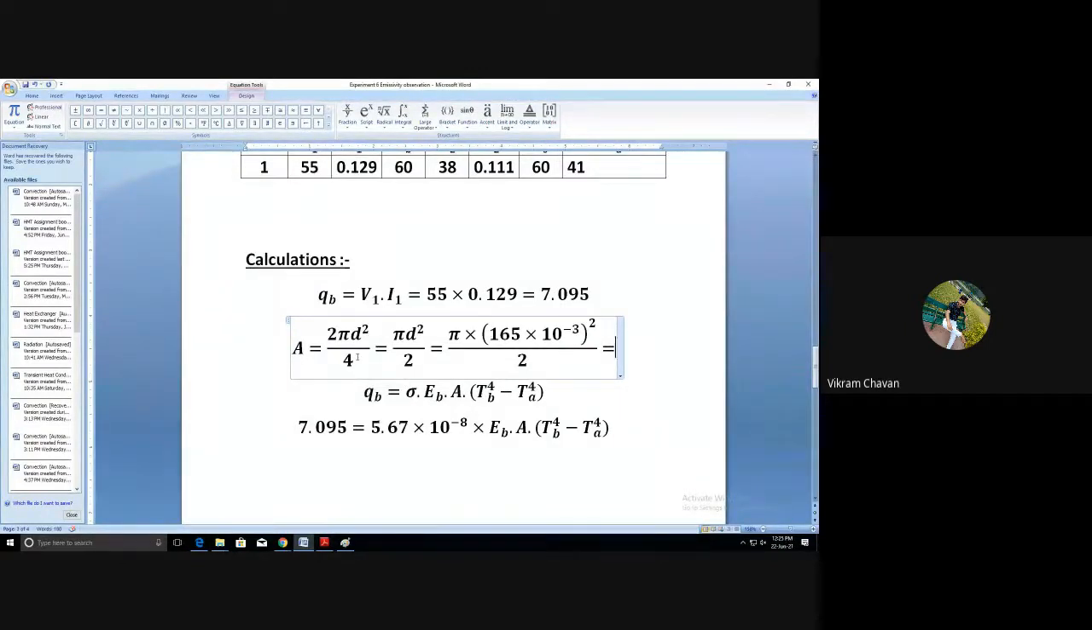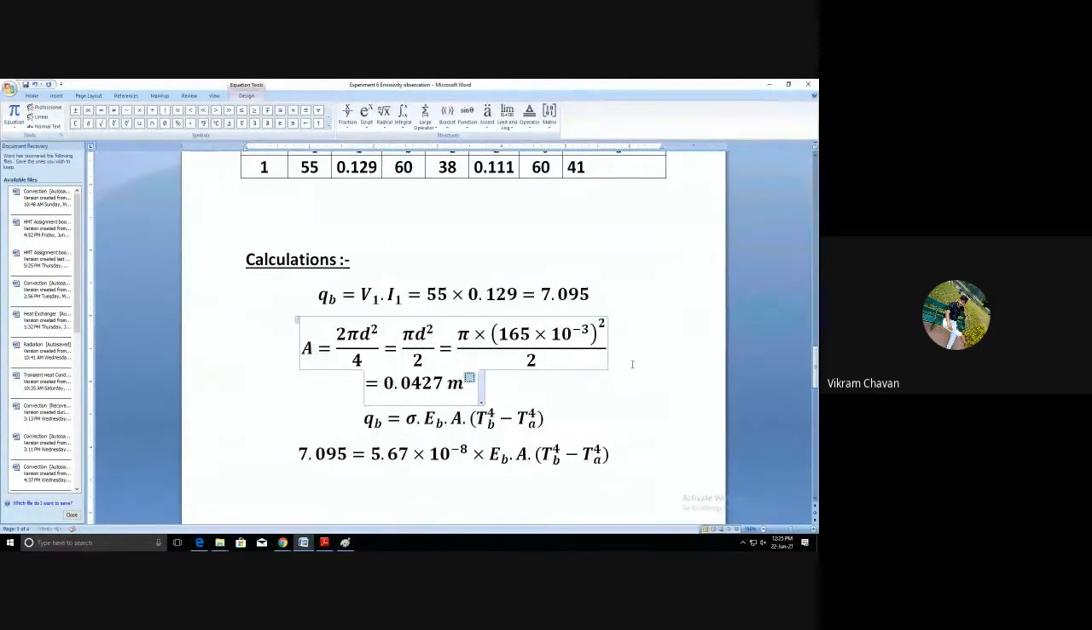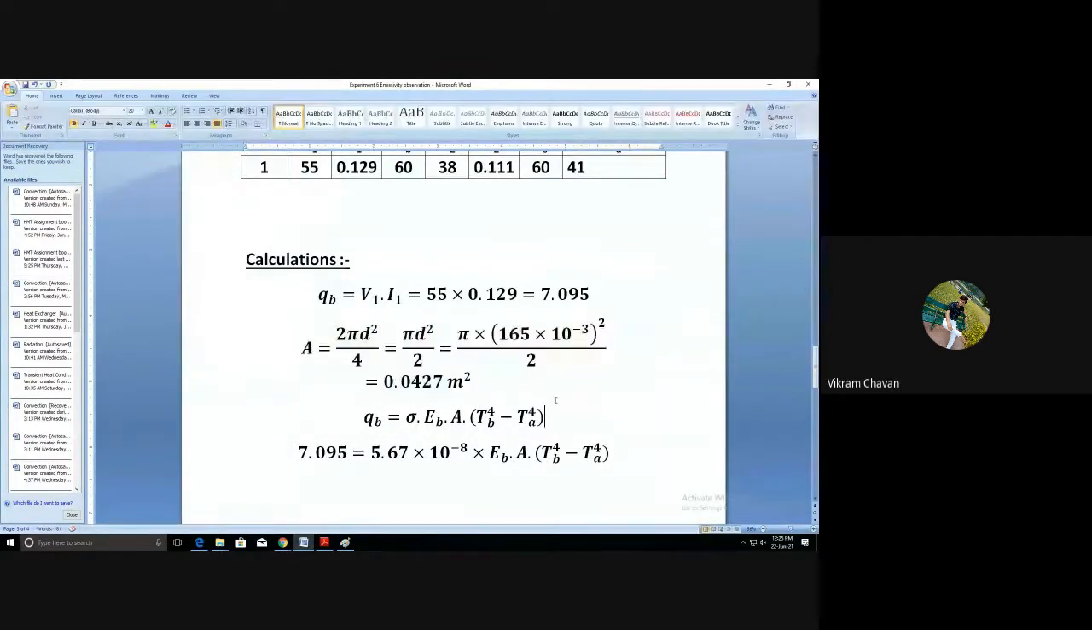And this area is the same for both plates, as both are having the same geometry and the same dimensions. 0.0427. It will be in meter square.